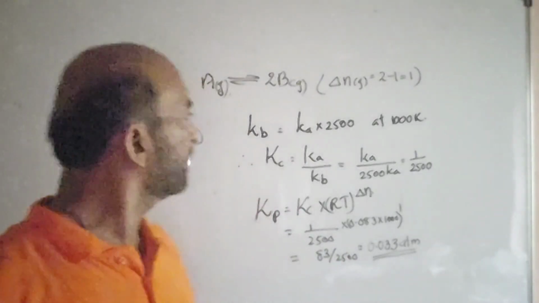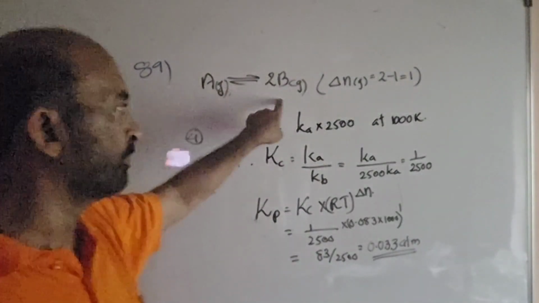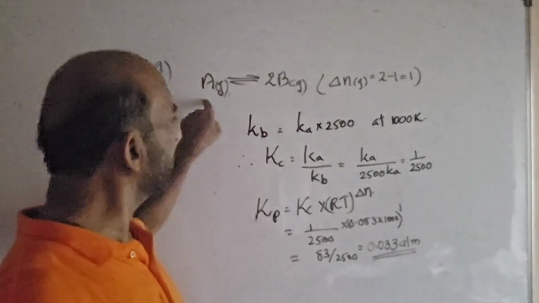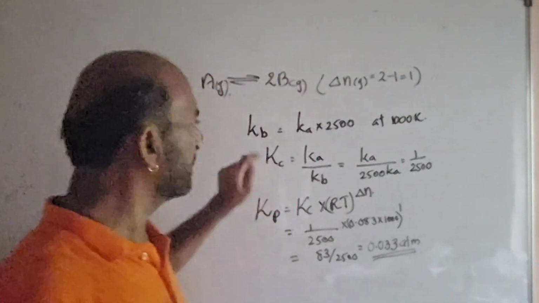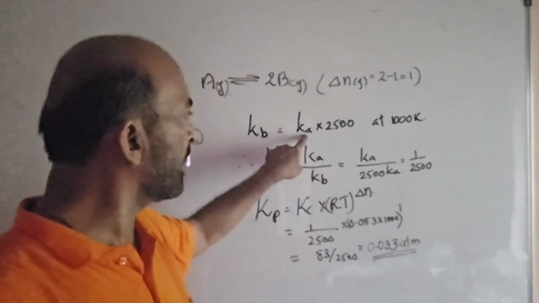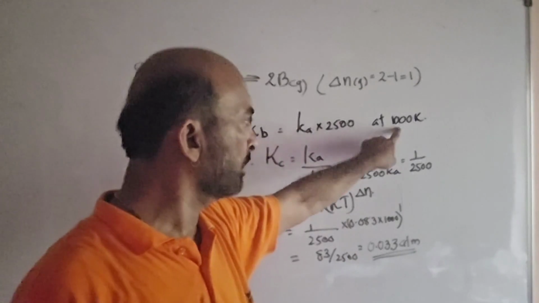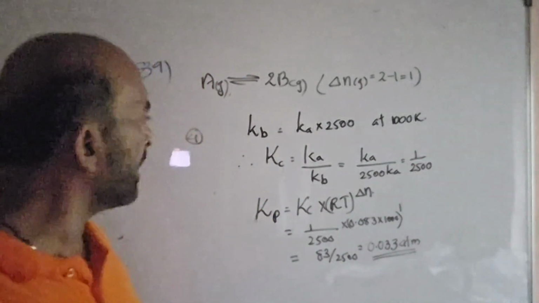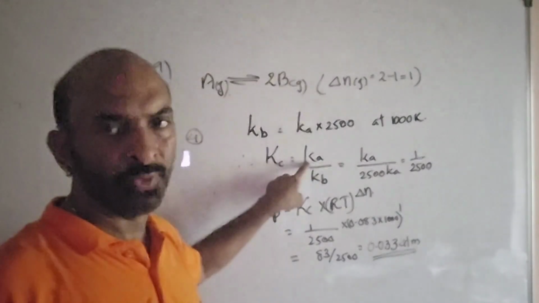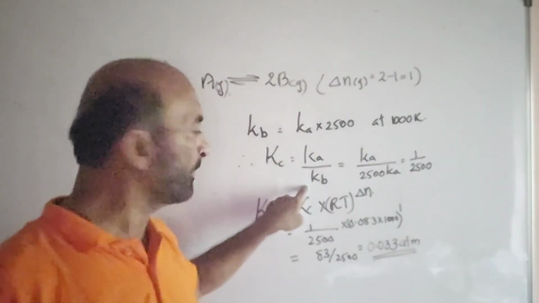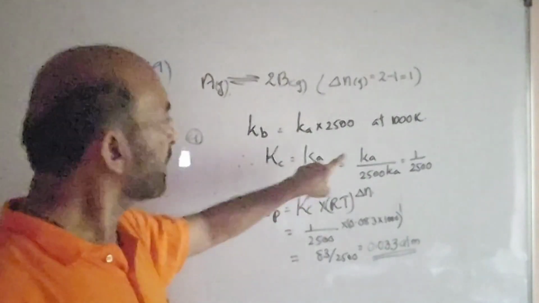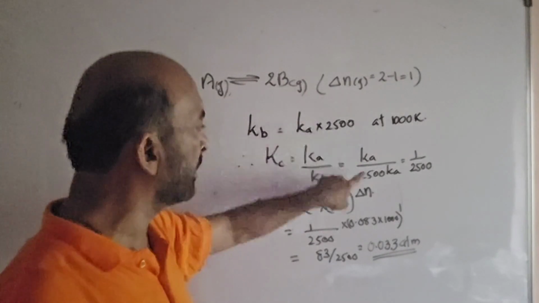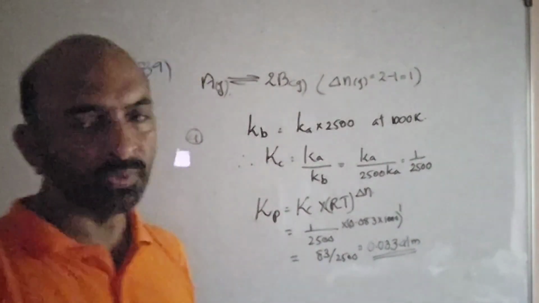How will we proceed? Look here. A gas giving 2B gas. Here itself you can calculate delta N gas: 2 gas molecules minus 1, so 1 is delta N gas. Now Kb is equal to Ka into 2500 at 1000 Kelvin. But we know that the equilibrium constant Kc is equal to Ka by Kb, the rate constant for the forward reaction divided by the rate constant for the backward reaction. Ka you substitute as Ka itself, and instead of Kb you substitute 2500 Ka, which means 1 by 2500.